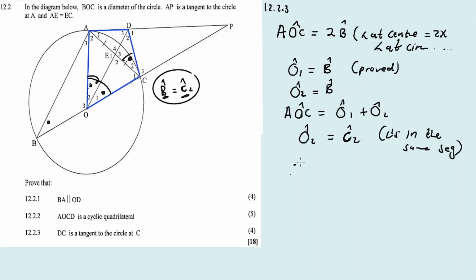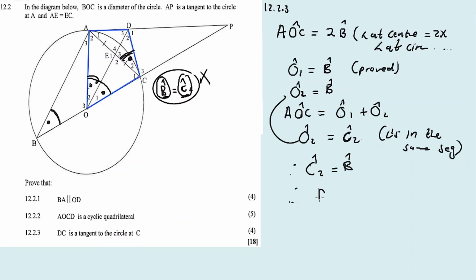Therefore, remember we said O2 is equal to B, so angle C2 is equal to B, because O2 is equal to B, right? So C2 is equal to B, B is equal to C2. This was the aim, to prove that this angle is equal to this angle. We wanted to prove a tangent line through the tan-chord theorem.